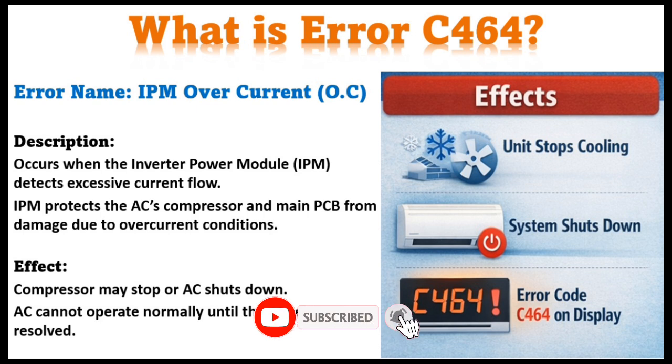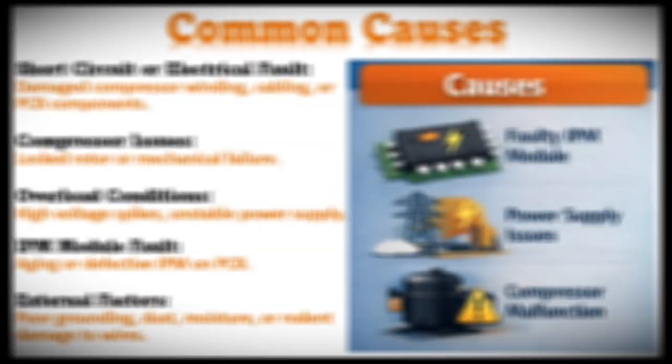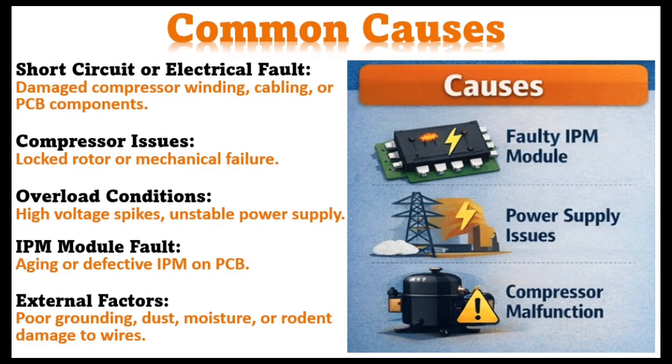Error C464 occurs when the inverter power module, or IPM, detects excessive current flowing through the AC system. The IPM acts as a protective device, safeguarding the compressor and main PCB from overcurrent damage. When this error appears, the compressor may stop, and the AC will shut down, preventing normal operation until the issue is resolved.